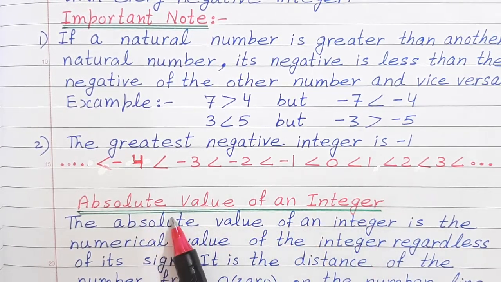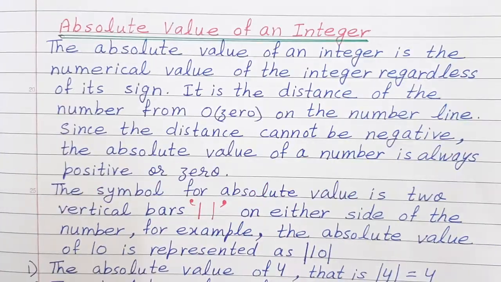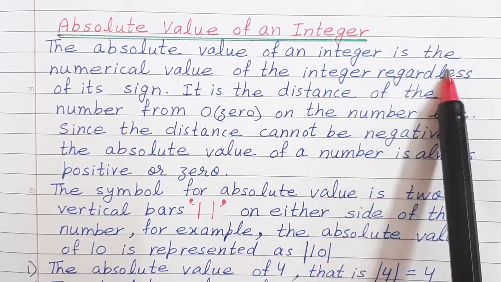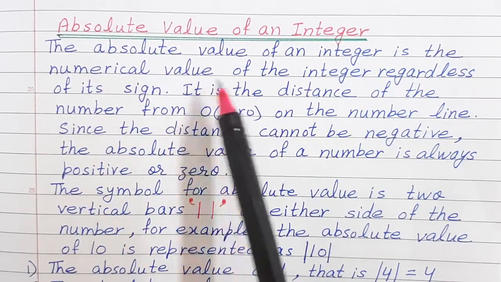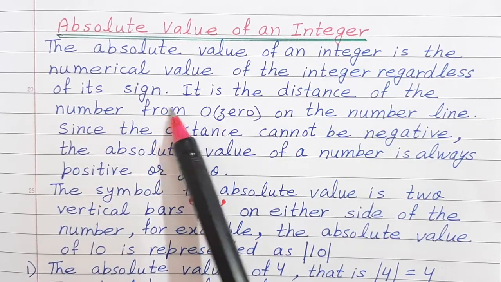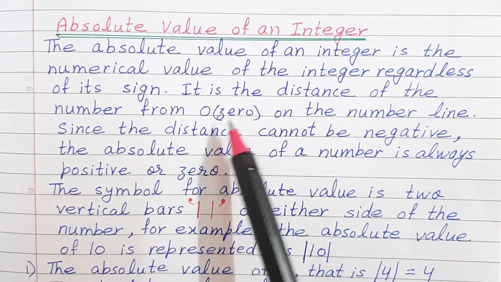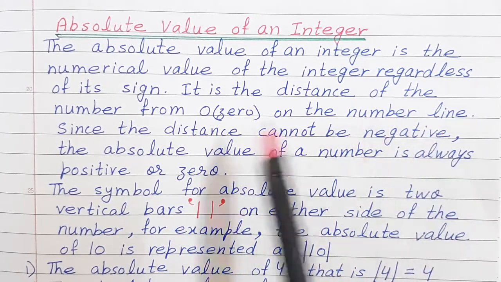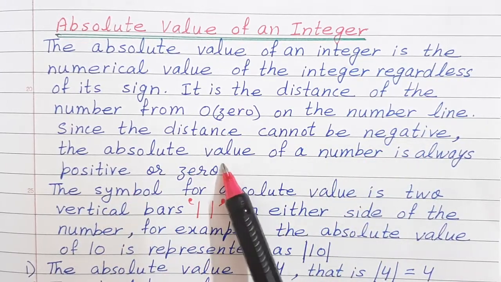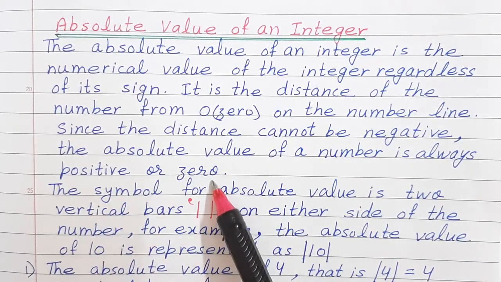Now let us discuss about absolute value of an integer. The absolute value of an integer is the numerical value of the integer regardless of its sign. It is the distance of the number from 0 on the number line. Since the distance cannot be negative, the absolute value of a number is always positive or 0.